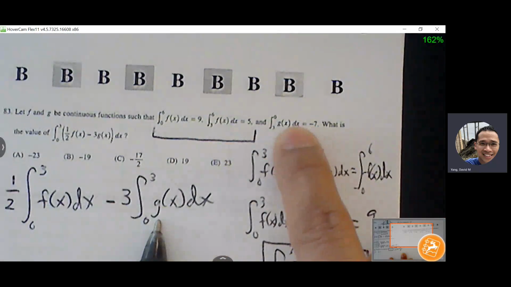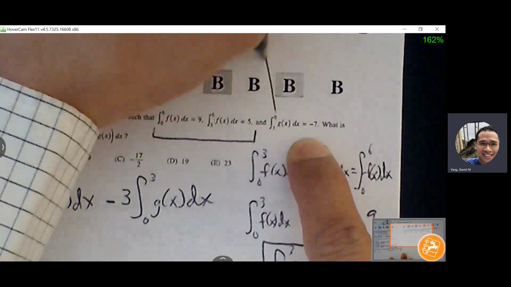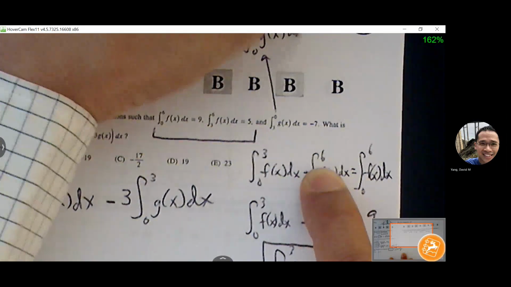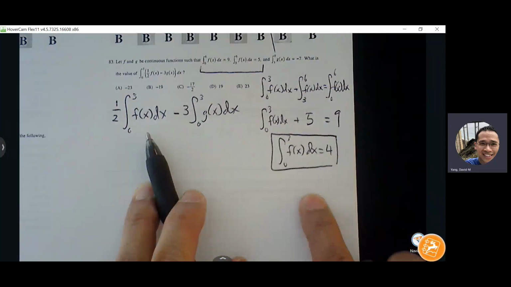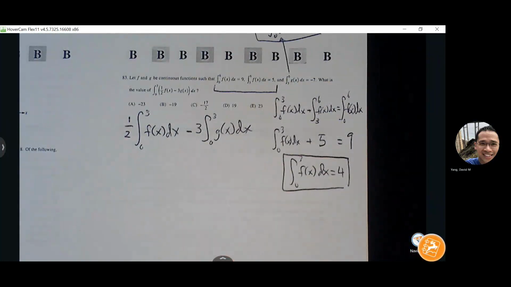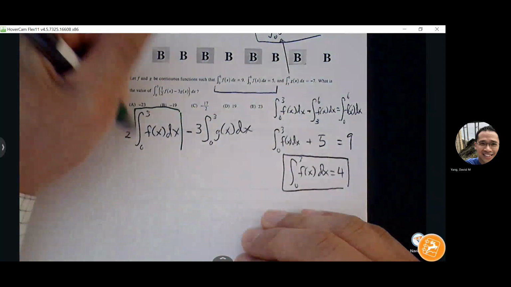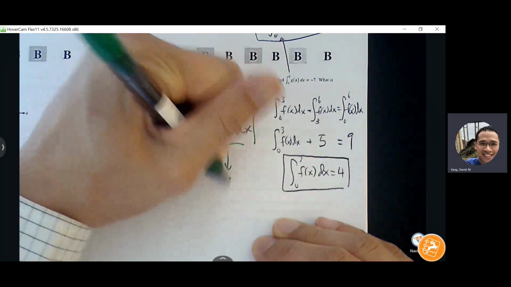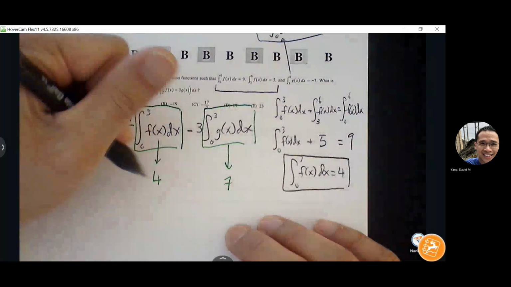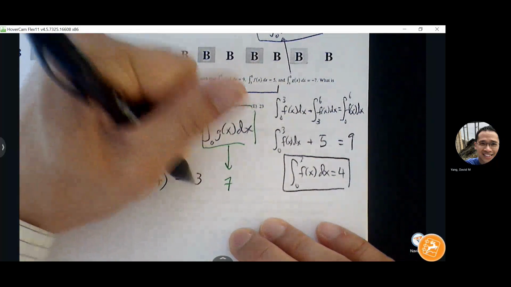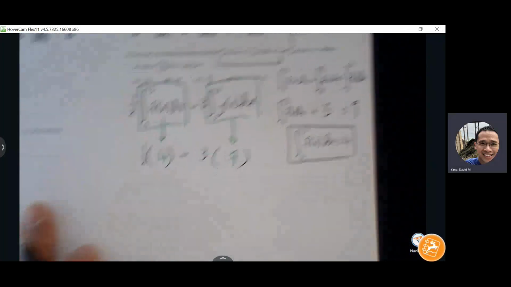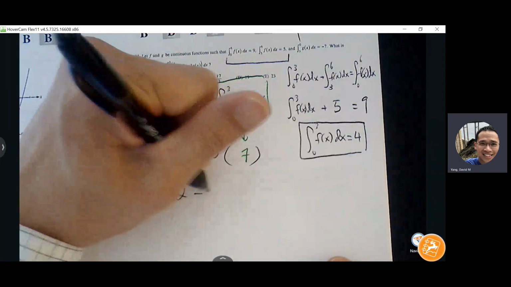And then the integral from 3 to 0 is -7. So I can just flip that around and say, if I put the bounds 0 to 3, it is equal to 7. So I can replace the integral of f of x with 4, and replace the integral of g of x with 7. I can just multiply through. So 1/2 of 4 is 2. 2 minus 21.